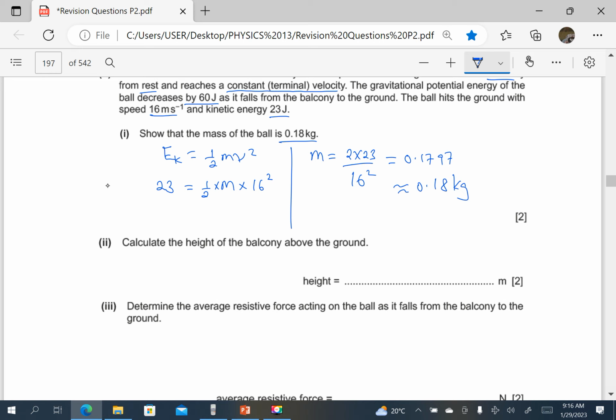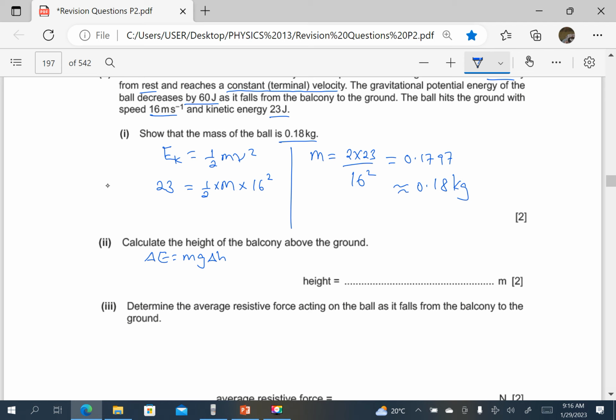Calculate the height of the balcony above the ground. Since we want the height, by all means we need to bring in the concept of gravitational potential energy. They have given us a decrease in gravitational potential energy as 60 joules. So the decrease in gravitational potential energy is equal to mg times the change in height.